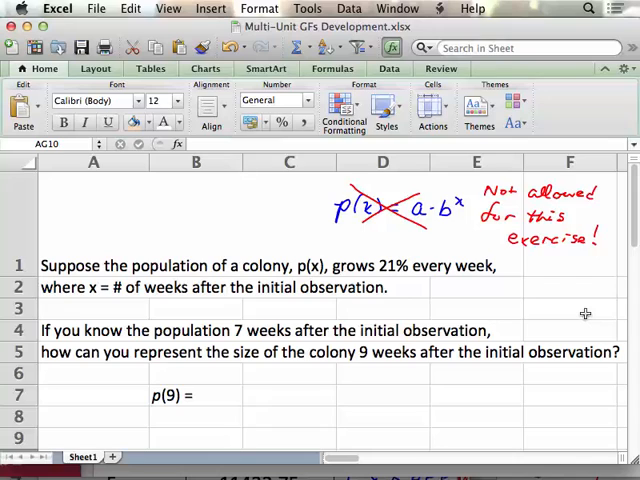How can you get it 2 weeks later? Understanding how exponential growth works. Okay, we know the population after 7 weeks. How can we represent it? I didn't give you the number, but we're supposing that we know that number. So how do we represent it? P of 7, right? Okay, so that's not a true statement yet. So if we're growing 21% every week, what does that mean? What does that mean? Eric?